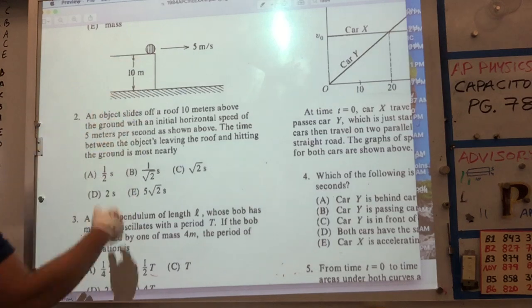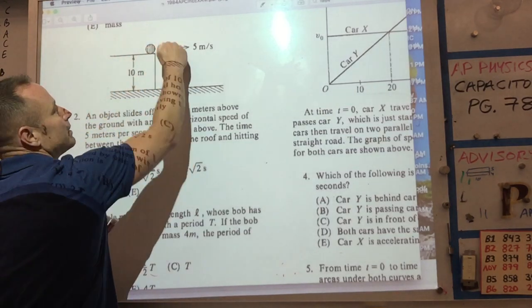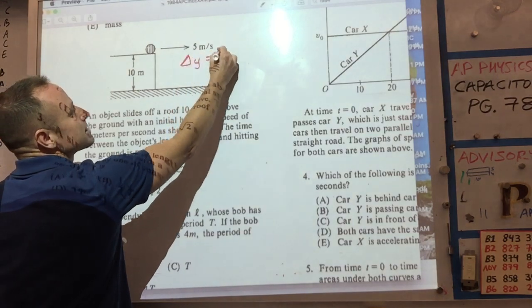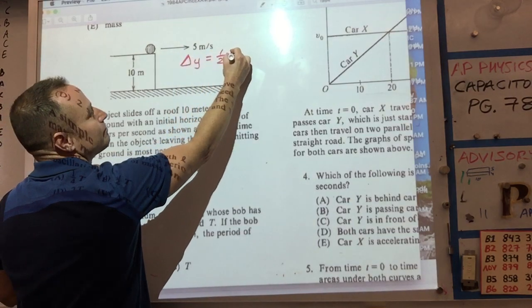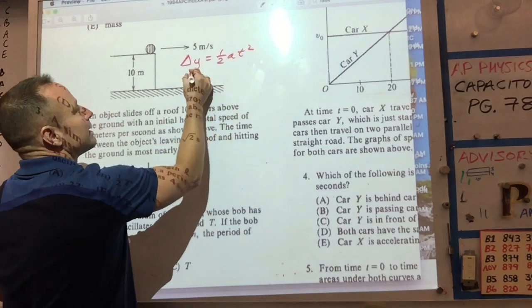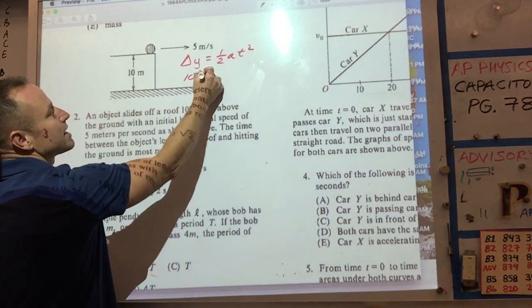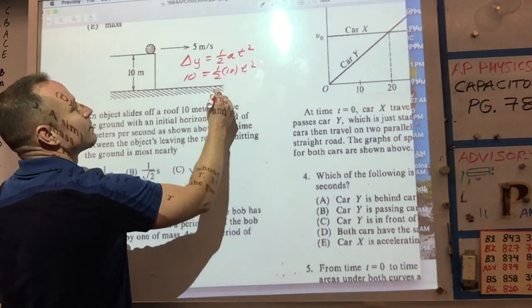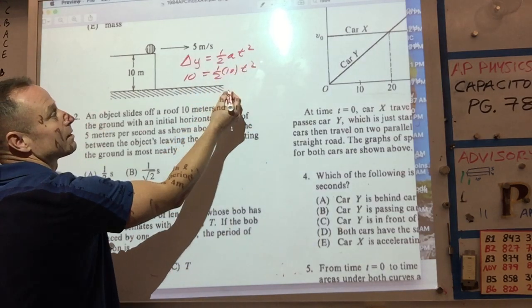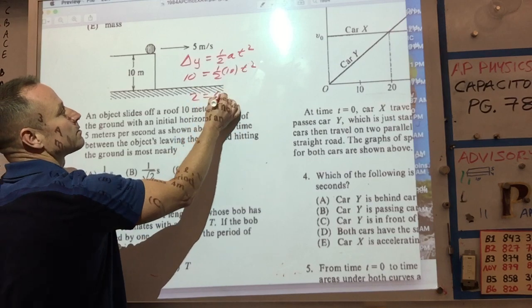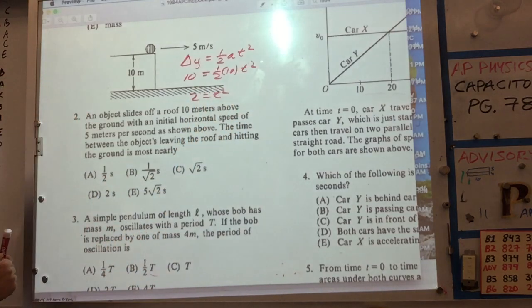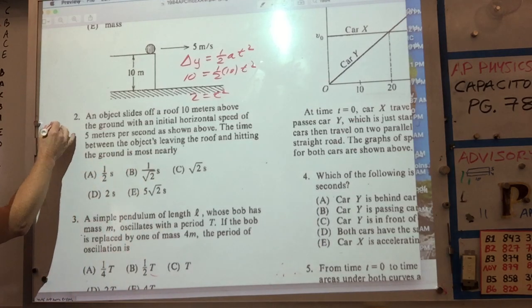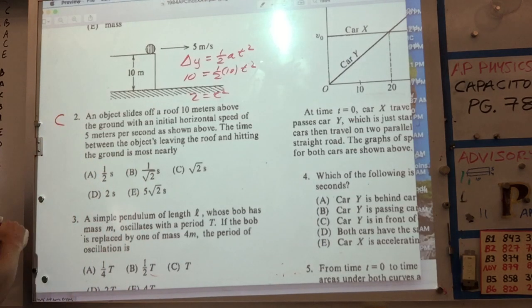Well, the horizontal motion doesn't even matter. So you're really just looking at the vertical motion. It's basically kinematics. Delta y is 1/2 a t squared. We'll make positive down, 10 meters, 1/2 of 10 times t squared. So 10 equals 5t squared, so 2 equals t squared. So it's going to take root 2 seconds. Looks like for number 2, we're going to get C for the answer. Root 2 seconds.